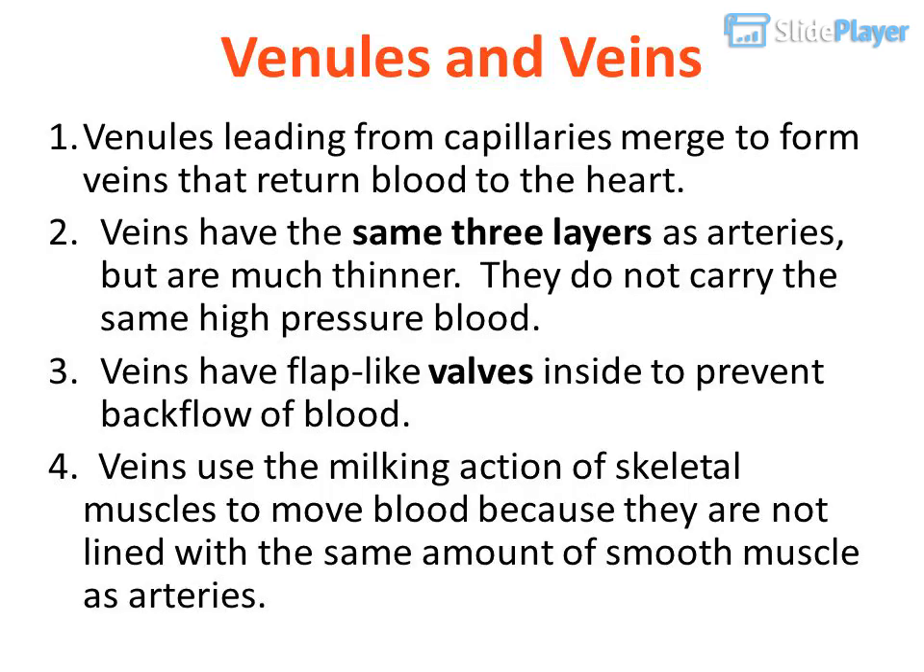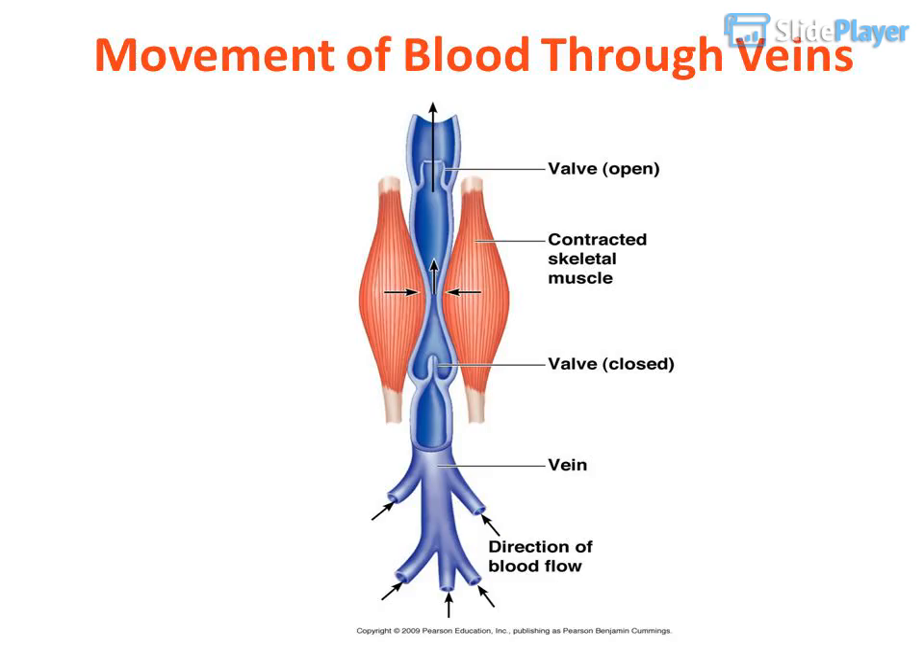Venules and veins. 1. Venules leading from capillaries merge to form veins that return blood to the heart. Veins have the same 3 layers as arteries, but are much thinner. They do not carry the same high-pressure blood. 3. Veins have flap-like valves inside to prevent backflow of blood. 4. Veins use the milking action of skeletal muscles to move blood because they are not lined with the same amount of smooth muscle as arteries. Movement of blood through veins.